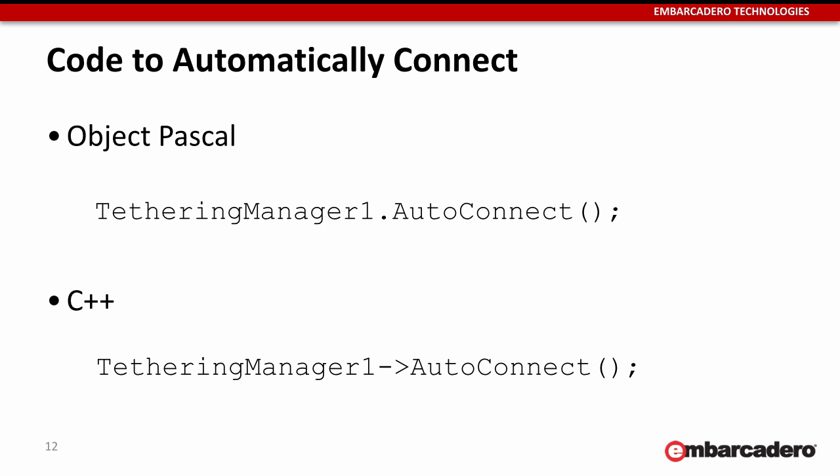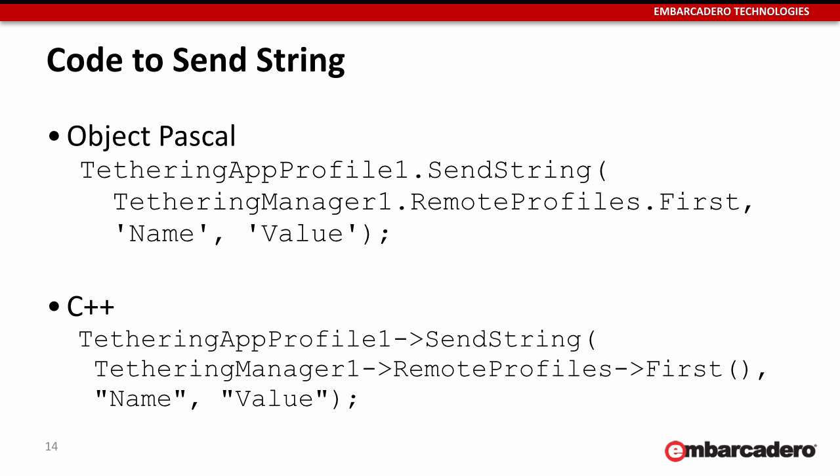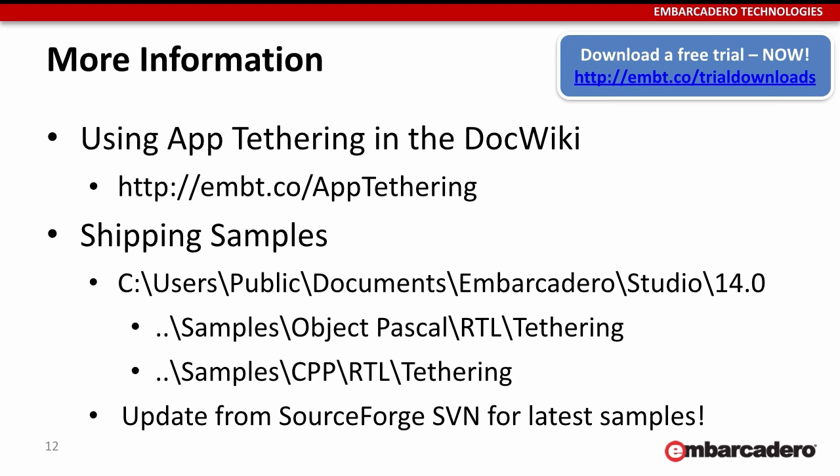So we saw this app built with Object Pascal. Here's the compared source code for C++ to connect. Just use the tethering manager and call the autoconnect method. And then here is the code to run a remote action. It's pretty much exactly the same. Just provide it with the remote profile that you want to send the action to and the name of the action. And then to send a string, again, it's the remote profile, the name of the string, and the value for the string.